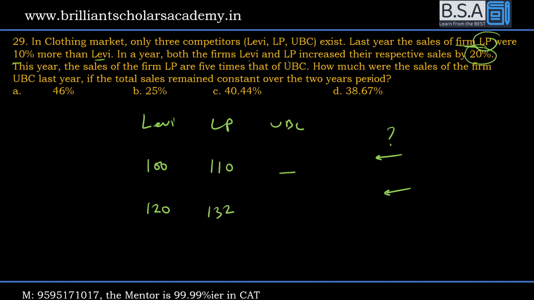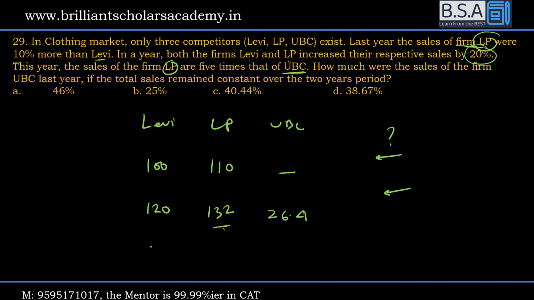Here, the sales of the firm LP were 5 times of UBC. So can I think in reverse and say, if this number is 5 times of UBC, UBC must be this number divided by 5. Divide this number by 5, and that 30 goes up to 26.4.